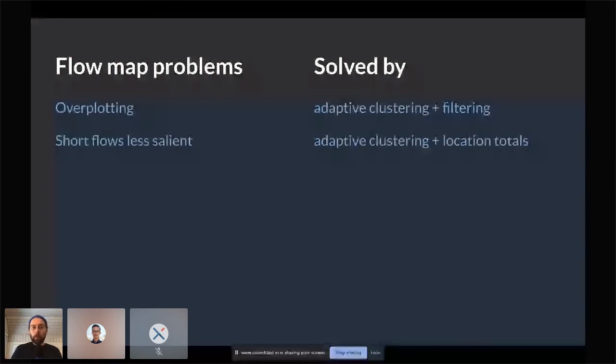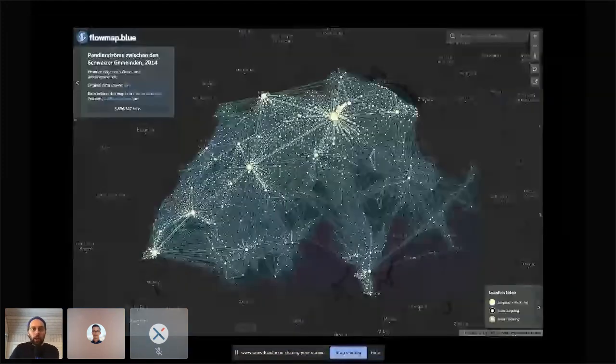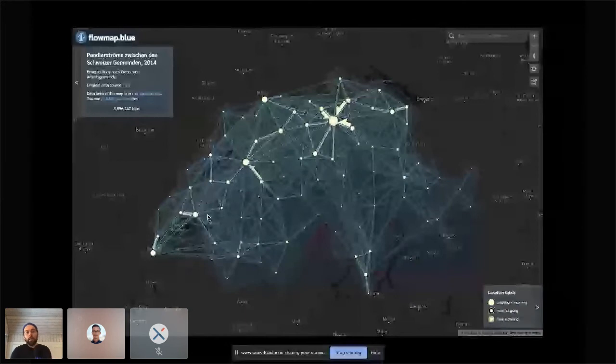But when we zoom in, we see more detail, and the flows become longer so that we can see them. But when they get clustered into a cluster, we see by the location totals that there is some movement inside this cluster, right? So we know, okay, we can zoom in and see more detail for this cluster. So this is the dataset showing commuters in Switzerland. This was without clustering, with this issue with the short flows being not visible. But when we cluster, we don't have this problem. And we can still zoom in to see the detail.